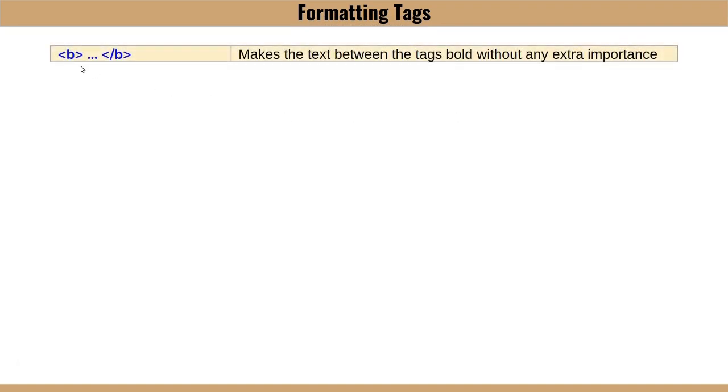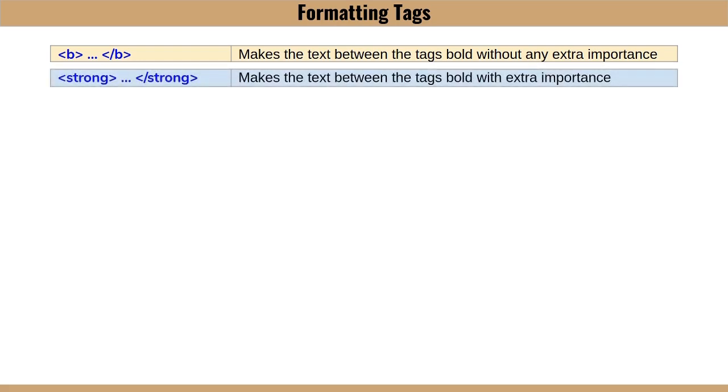The first one is the B tag. What is the purpose of B tag? It makes the text between the tags bold without any extra importance. Okay, so you just want to make the text bold. The second formatting tag that we have seen is strong tag, and the 3 dots means there should be some text between B and /B, so I'm simply putting 3 dots. You have to fill up that. Makes the text between the tags bold with extra importance, so that is the change between B and strong.